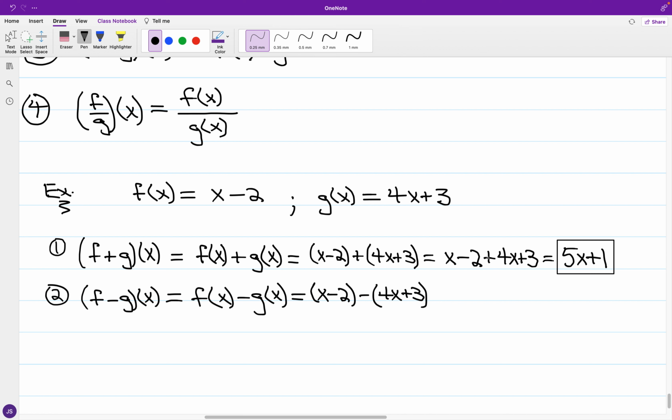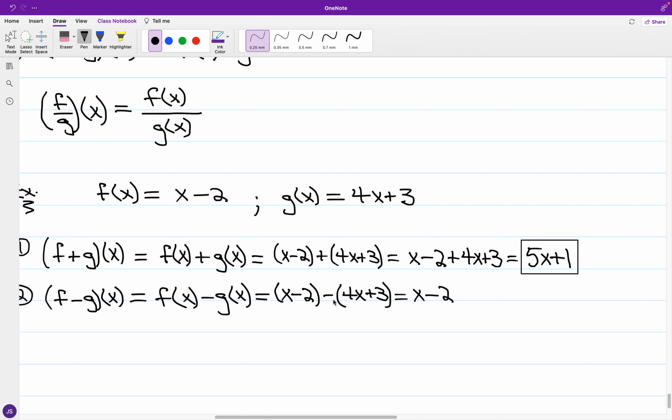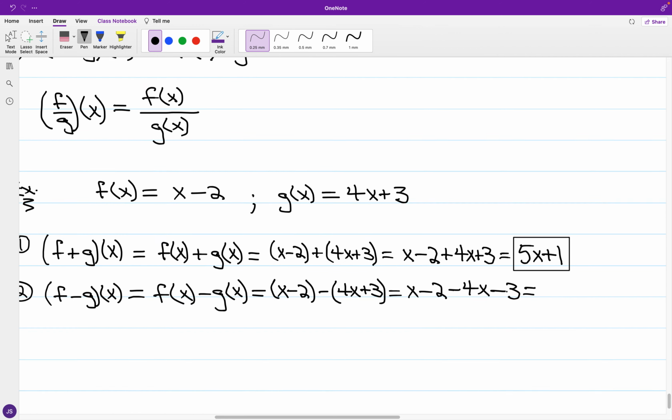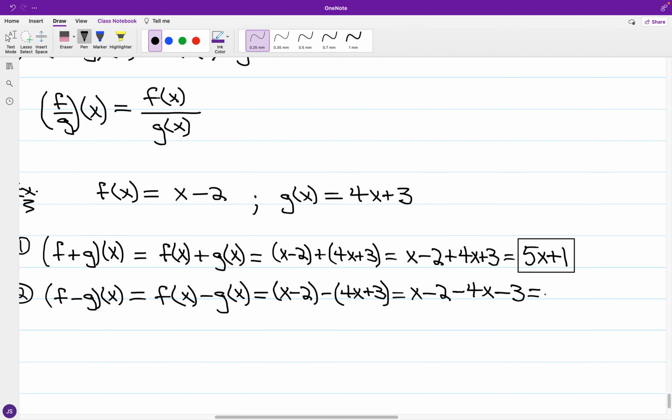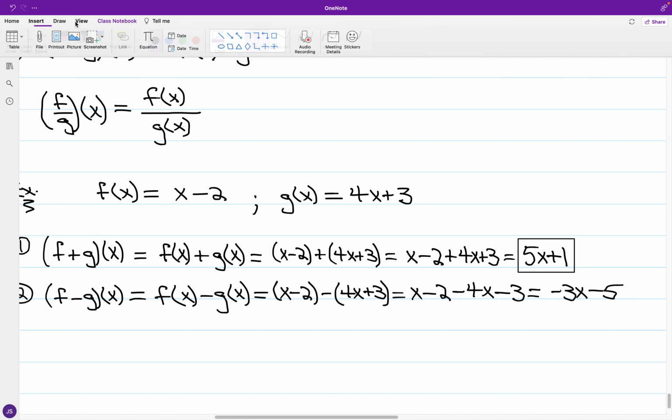Now, for f of x minus g of x, for f of x, we still have x minus 2. Now the subtraction of g of x, we're looking at subtracting all of 4x plus 3. So 4x and 3 will become negatives. So this will translate to negative 4x minus 3. And combining the terms together, we have x minus 4x becomes negative 3x, and negative 2 minus 3 becomes negative 5. So we end up at negative 3x minus 5.